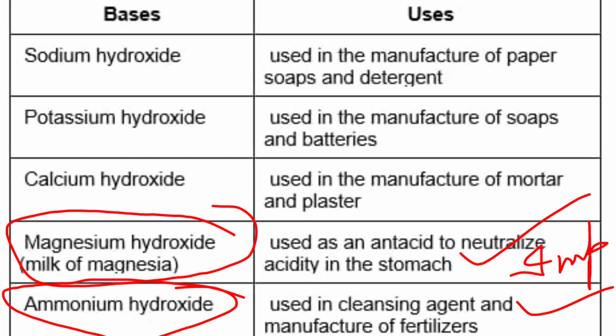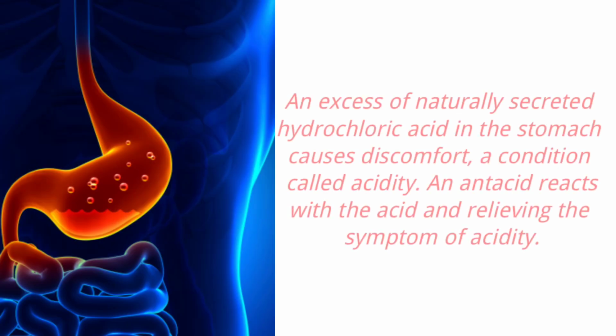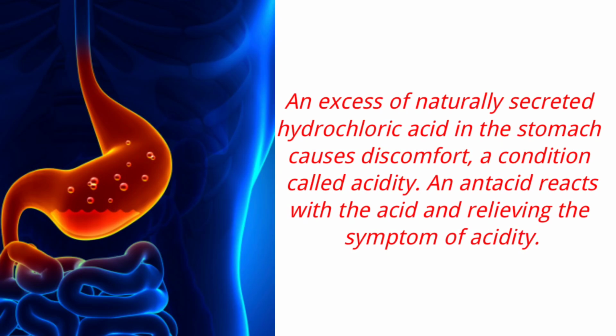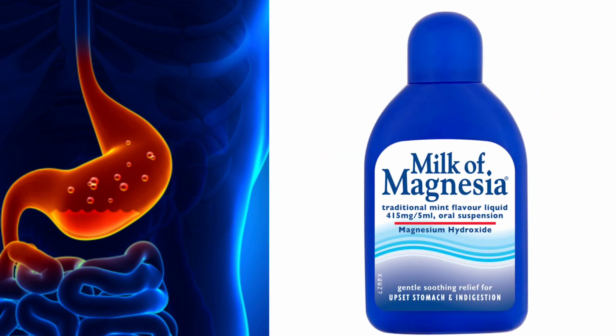But magnesium hydroxide, meaning milk of magnesia, is one of the important uses. Whenever an excess of naturally secreted hydrochloric acid in the stomach causes discomfort, in a condition that we generally call acidity, an antacid reacts with the acid to form salt and water, relieving the symptoms of acidity. So this is your milk of magnesia. Milk of magnesia is also called magnesium hydroxide.